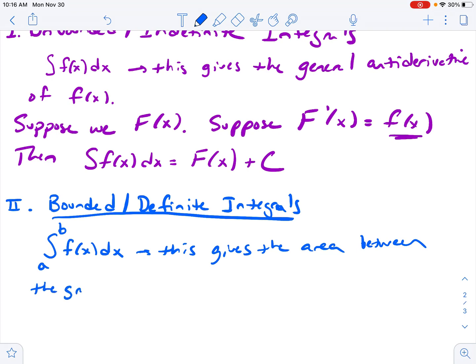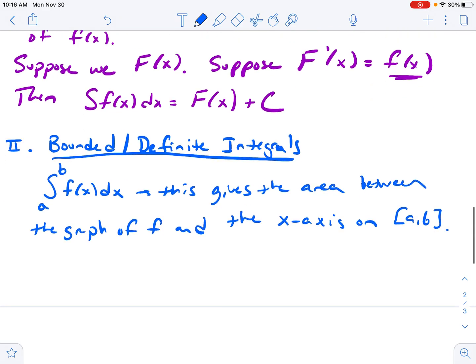between the graph of f and the x-axis on the interval a, b. And again, this is a lesson for another day, but just to give you a geometric sense, I have some function I'm calling f on the interval a, b. Well, this block of area can be found by computing the integral from a to b. It gives us that exact amount of area.